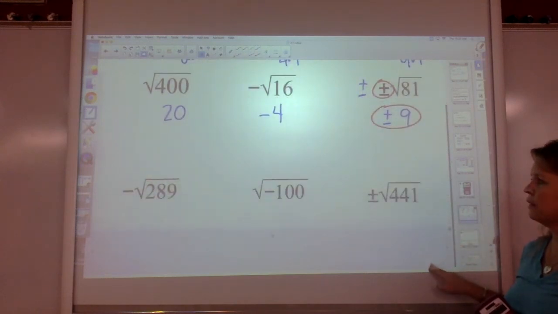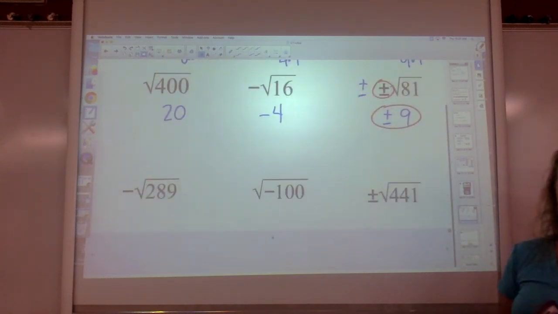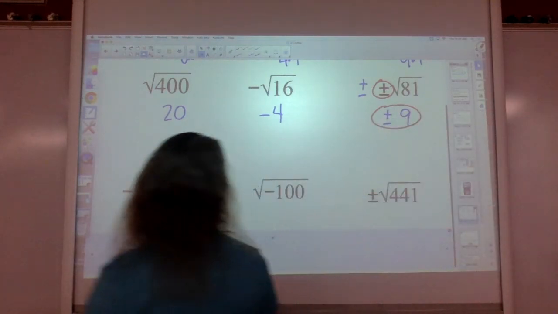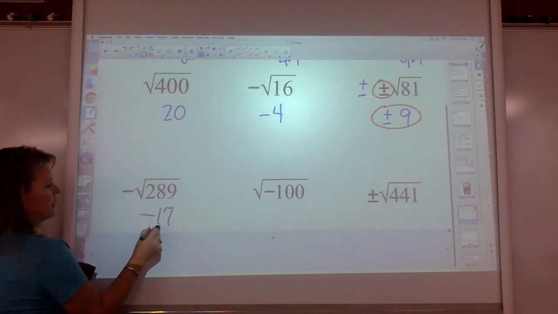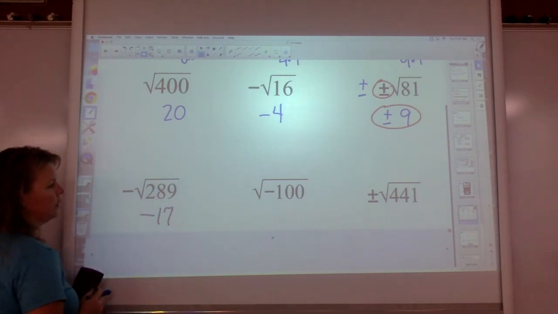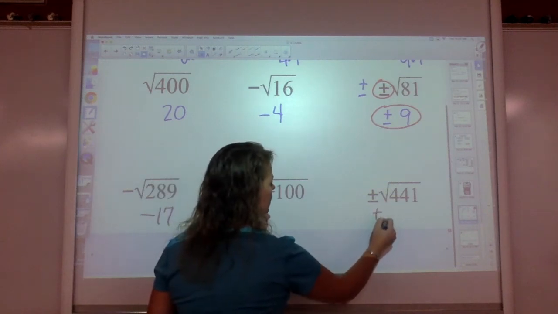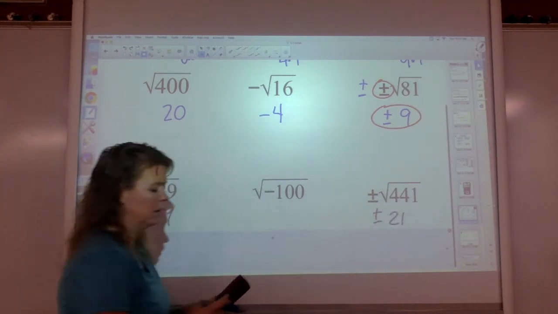Go ahead and try these 3 on your own. Write them down, pause the video, and come back to it when you're ready. Okay, you're back. You should have gotten negative 17 because it wants the opposite of the square root of 289. This one got you plus or minus 21.